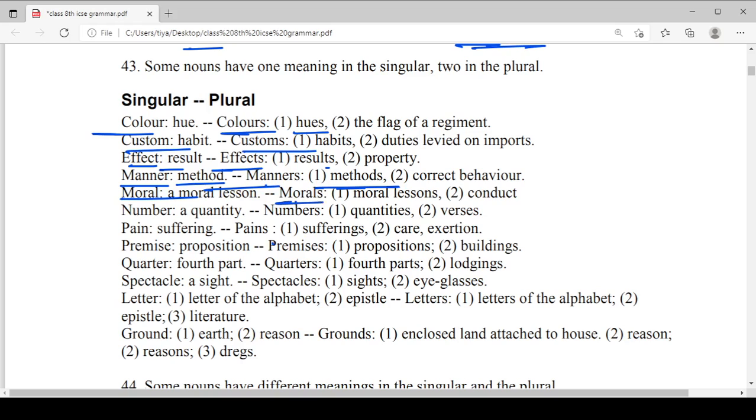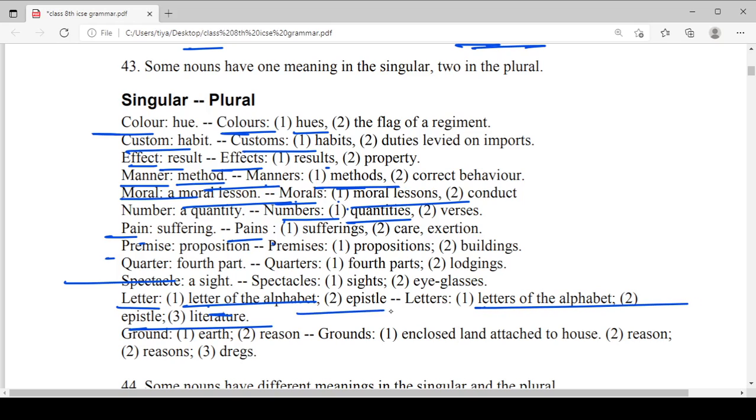Moral, morals, a moral lesson, moral lessons, number of quantity, numbers, quantities, pain, pains, suffering, sufferings. So in this way we can change the singular form to the plural form. It is very very easy. Literature, literatures, okay. Letter of alphabet, letters of alphabet, epistle, letter, epistle, okay. They are talking about the literature.